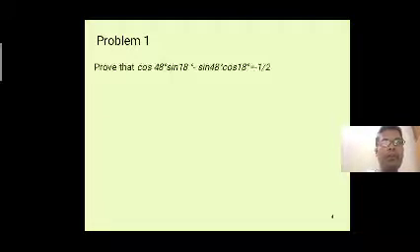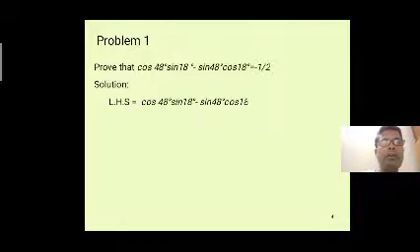Now we go to problem number 1. Prove that cos 48 degrees into sin 18 degrees minus sin 48 degrees into cos 18 equals minus 1 by 2. We go to the solution in the LHS part.